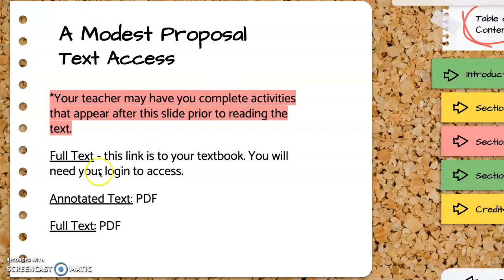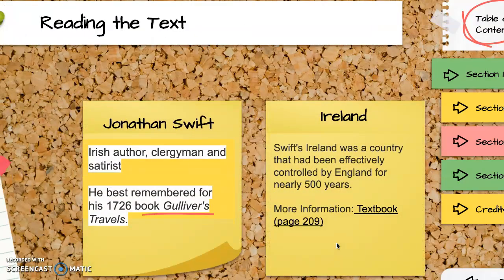There's the full text that goes to the student login for our textbooks, but each student will need their individual login to gain access to that. There is an annotated text, which is a PDF that students can have access to, and then there's a full text PDF that students can have access to. Just a little information on Jonathan Swift and Ireland. There's additional information on that in the textbook.